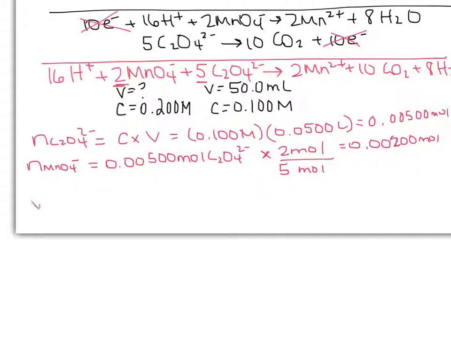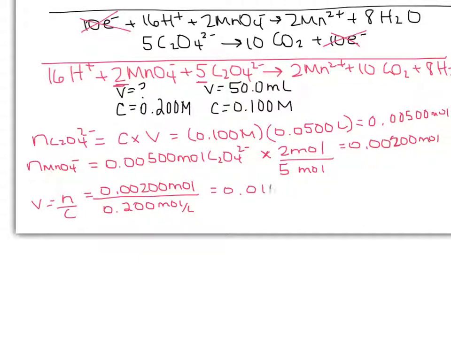And we can finally answer the question, where volume is equal to number of moles divided by the concentration. We have 0.00200 moles from the step above, and the concentration we were told in the question was 0.200 moles per liter. You divide that out into the appropriate number of significant figures, we get 0.0100 liters as our final answer. So as you can see from this example, nothing new. We have to balance, and then we have to do the stoichiometry.